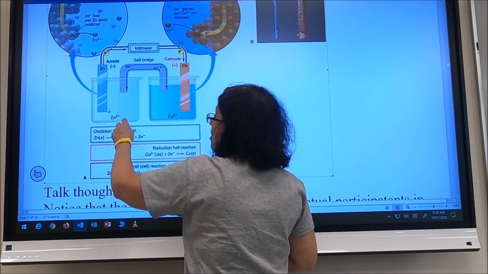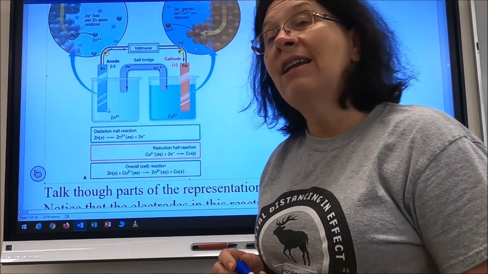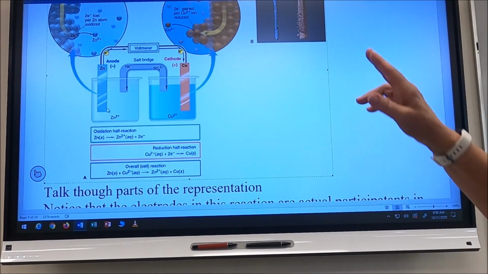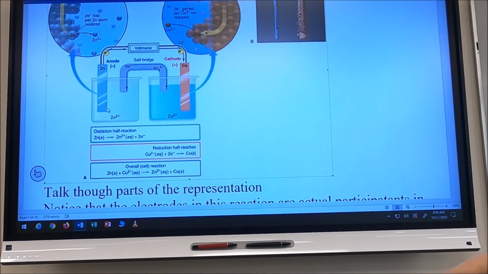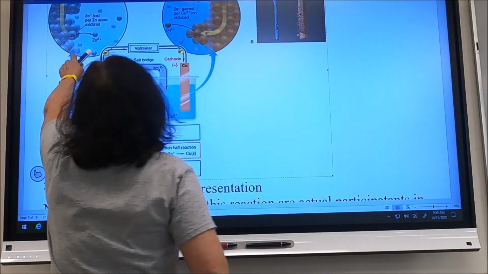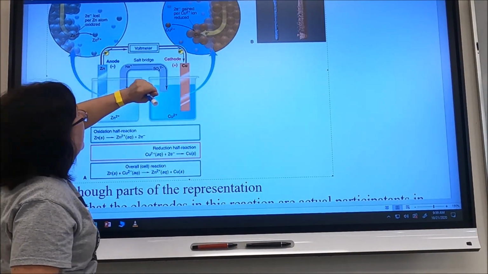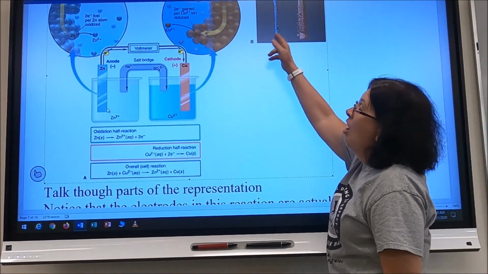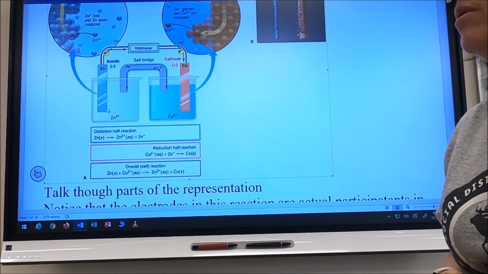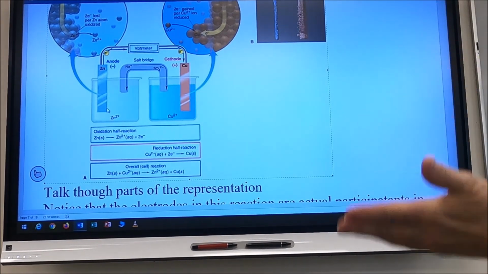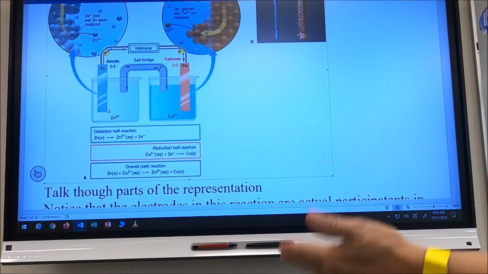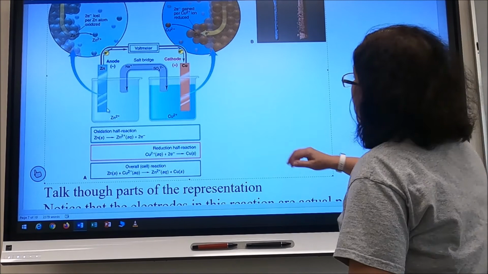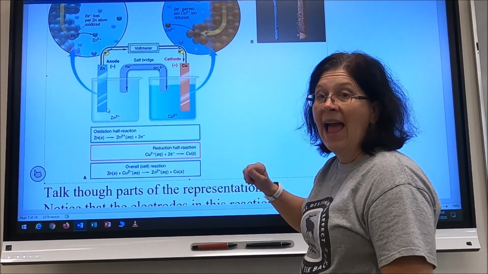Zinc, the metal, is called an active electrode. Over time, the zinc is being converted to zinc plus 2 ions, so the electrode becomes zinc plus 2. The electrode gets eaten away. This is called a sacrifice anode, because over the course of the reaction, the electrode is eaten away. It's sacrificed, okay? Copper here is also an active electrode.